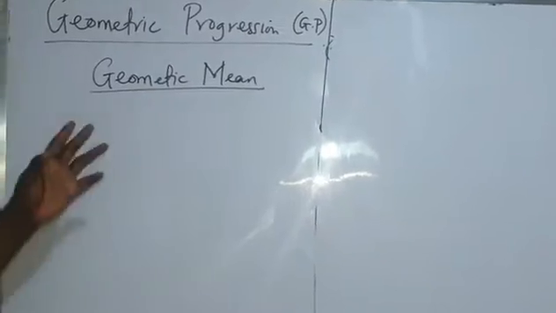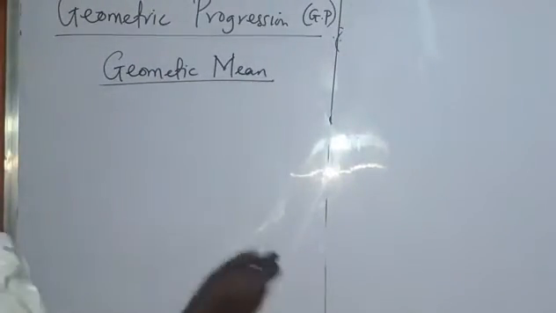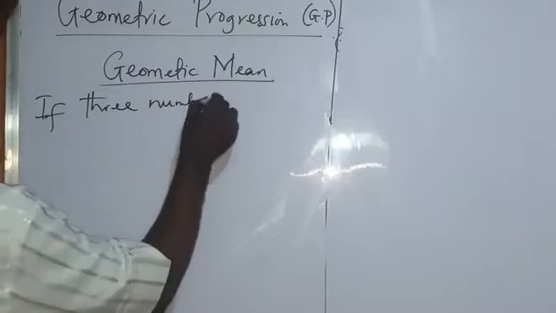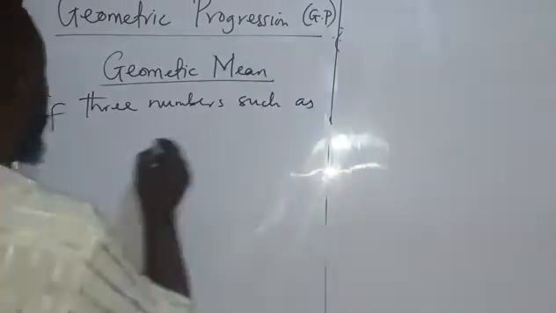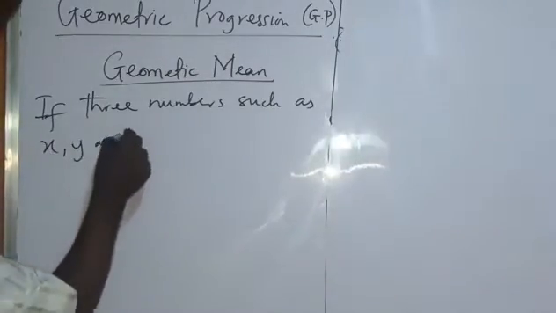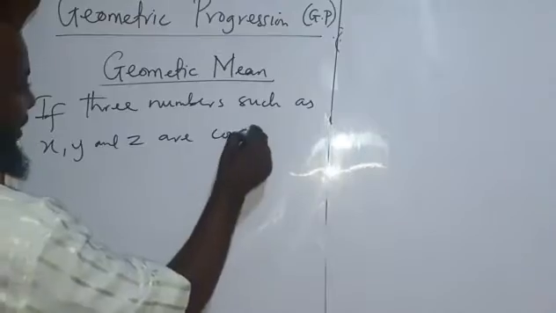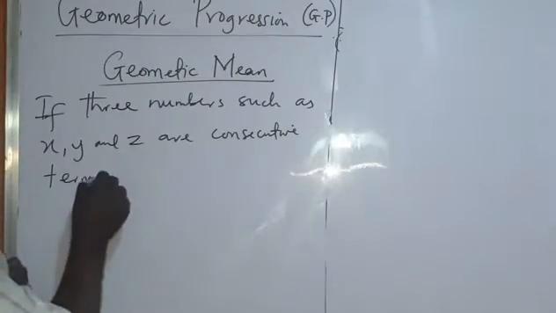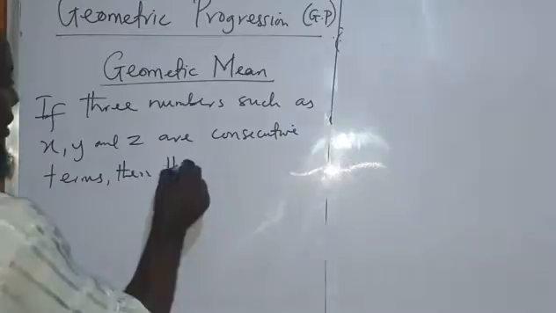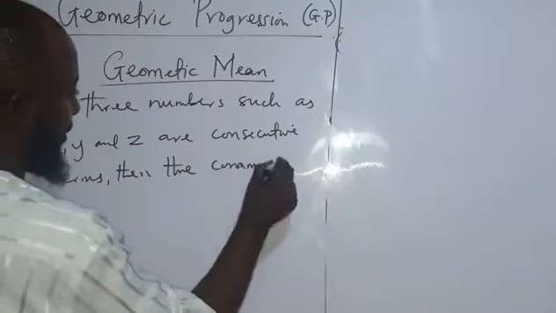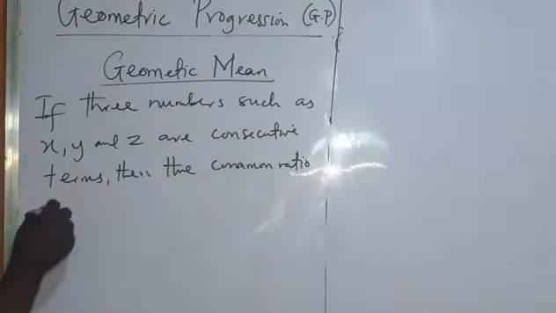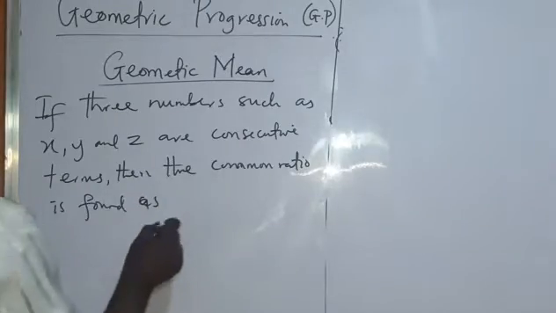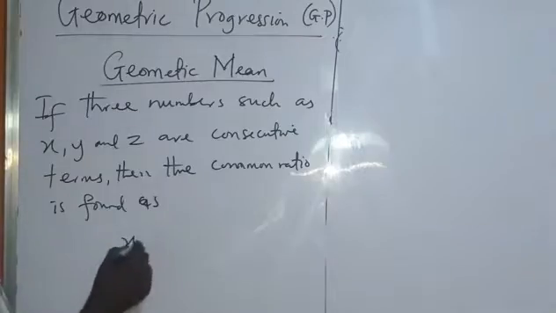All right, the next one is the geometric mean. So, for example, if three numbers such as x, y, and z are consecutive terms, then the common ratio is found as follows.